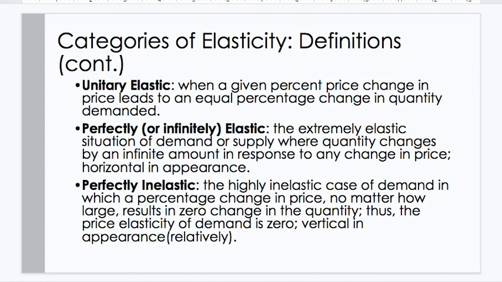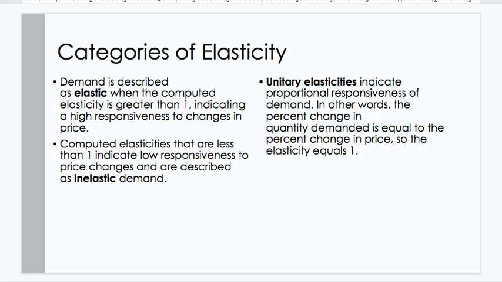Categories of elasticity definitions, continued. Unitary elastic: when a given percentage change in price leads to an equal percentage change in quantity demanded. Perfectly or infinitely elastic: the extremely elastic situation of demand or supply where quantity changes by an infinite amount in response to any change in price. Horizontal in appearance. Perfectly inelastic: the highly inelastic case of demand in which a percentage change in price, no matter how large, results in zero change in the quantity. Thus, the price elasticity of demand is zero. Vertical in appearance.